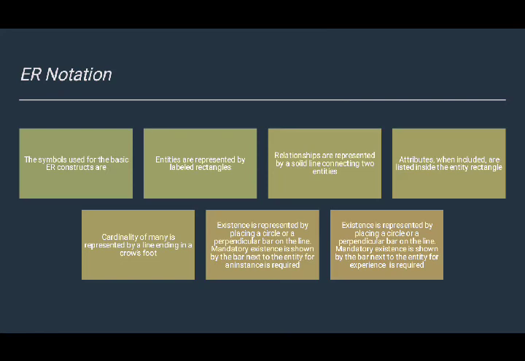Existence. ER notation. The symbols used for basic ER constructs are: entities are represented by labeled rectangles. Relationships are represented by a solid line connecting two entities. Attributes, when included, are listed inside the entity rectangle. Cardinality of many is represented by a line ending in a crow's foot. Existence is represented by placing a circle or a perpendicular bar on the line. Mandatory existence is shown by the bar next to the entity for which an instance is required.